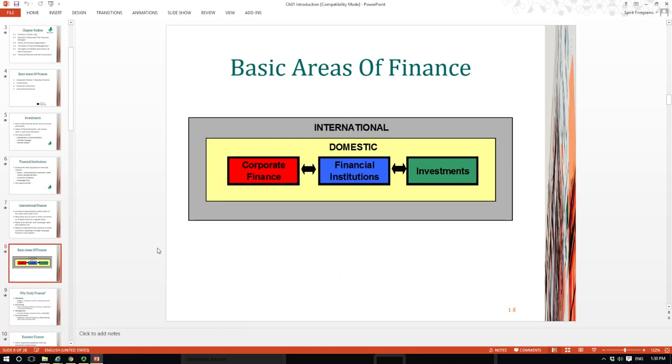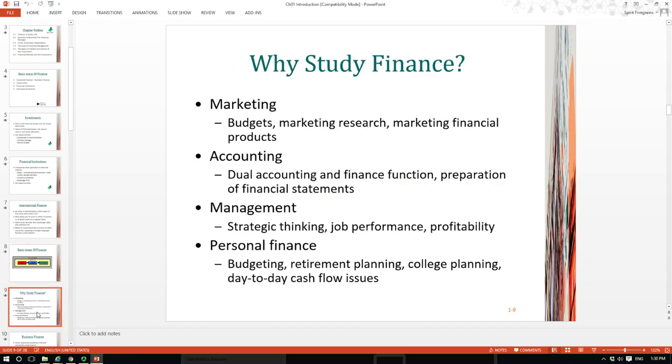So this picture showed you 4 very basic areas of finance. Now, why finance? Well, there are many business majors that you can choose from, for example, marketing, accounting, management. But finance is one of the majors that you can choose from in a business college.